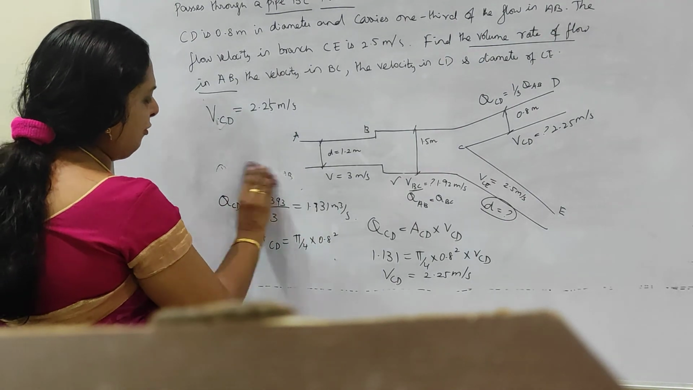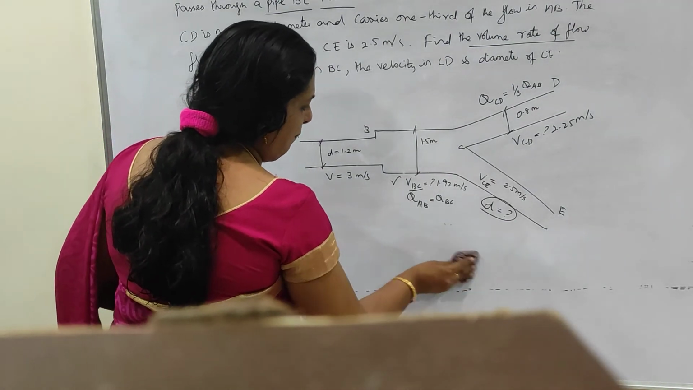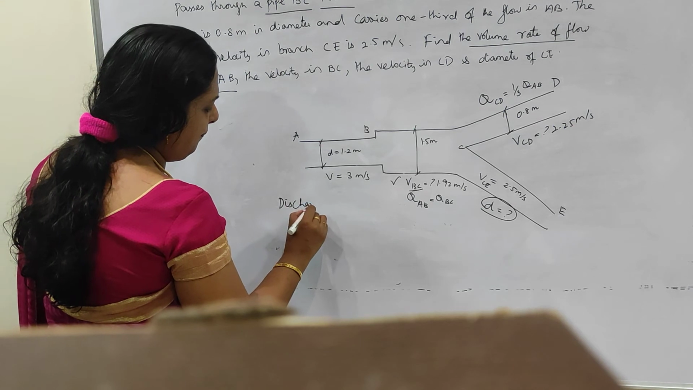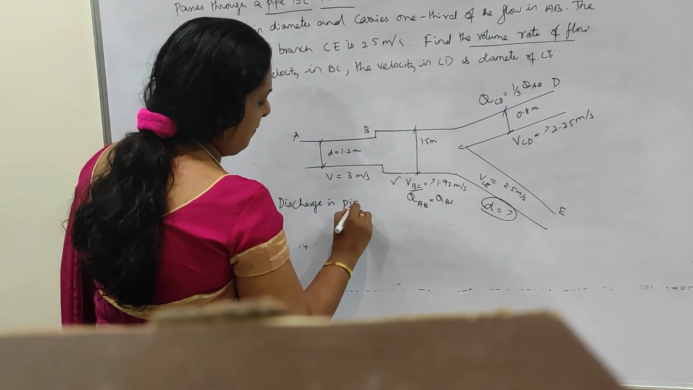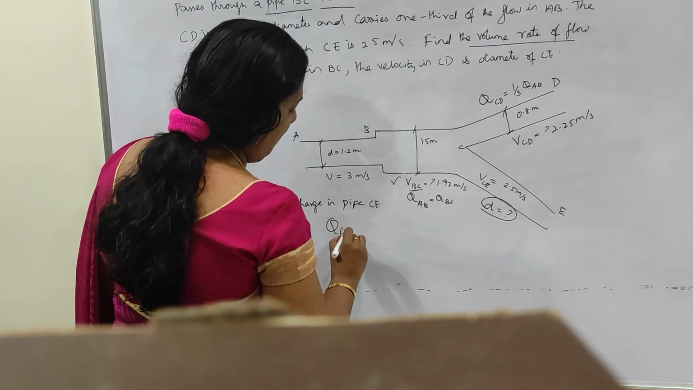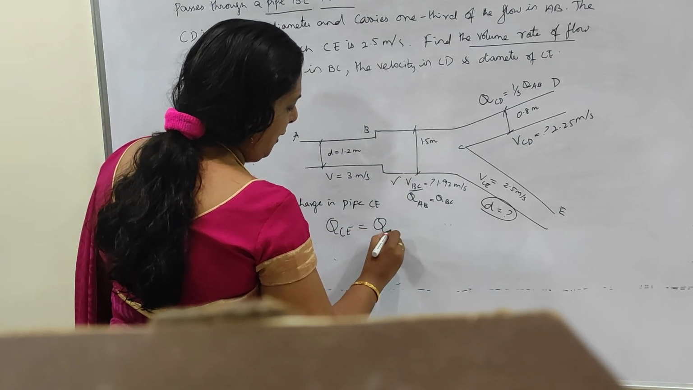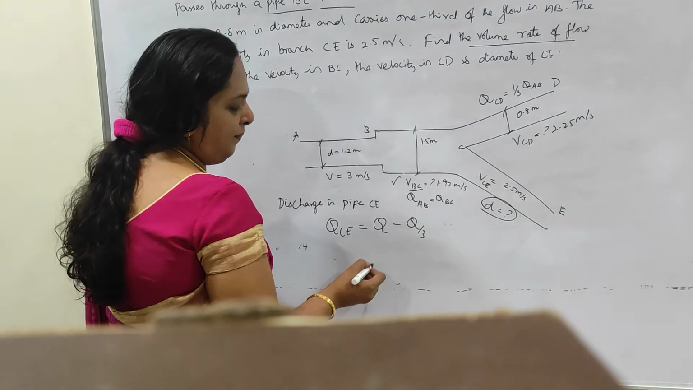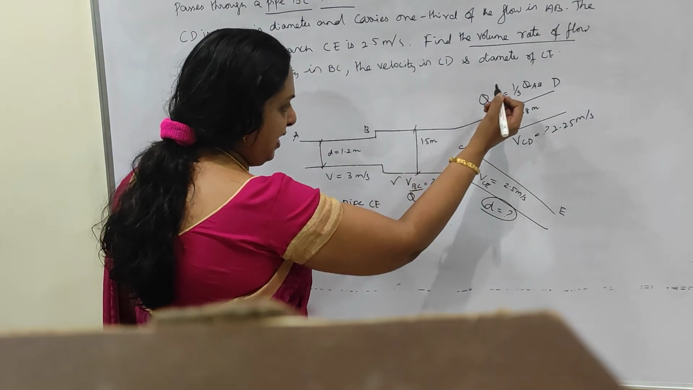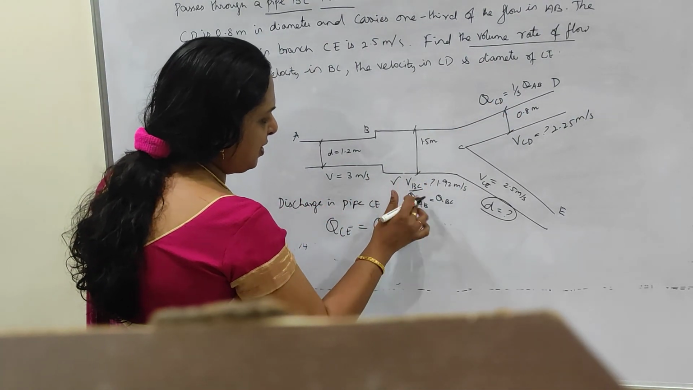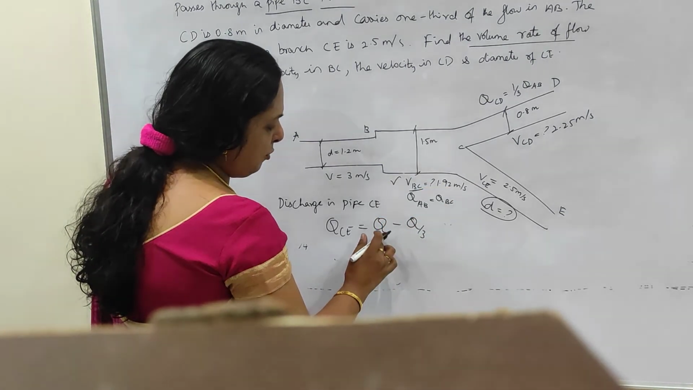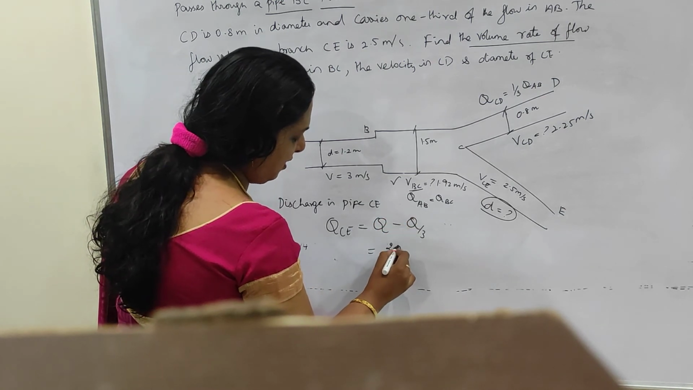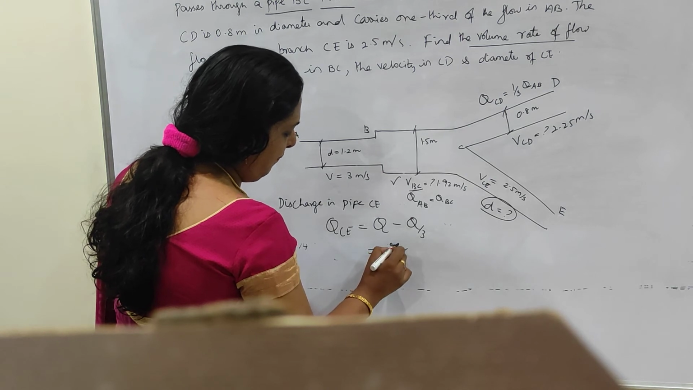So I have to find out the discharge in this pipe CE. It's very simple. Discharge in pipe CE will be equal to QCE, which is equal to total flow Q minus this value. That is 1/3 of Q, that is Q by 3. Both are the same; that discharge is taken to be 1/3 here. So Q is how much? This value I know. So I am substituting this: it is Q minus Q by 3. So 3Q minus Q, that is 2Q by 3. So that is my value of QCE.